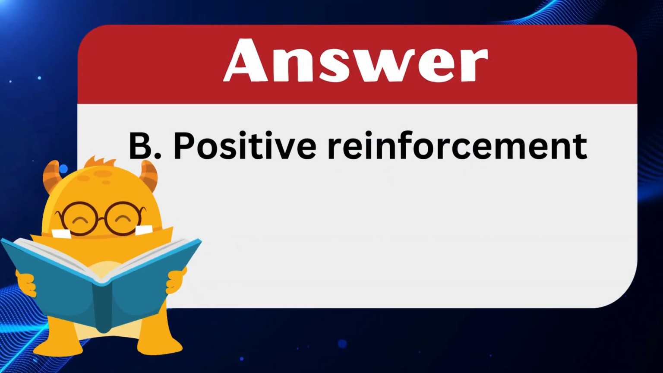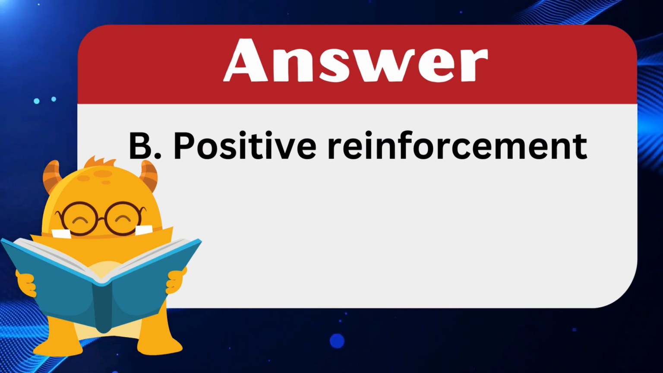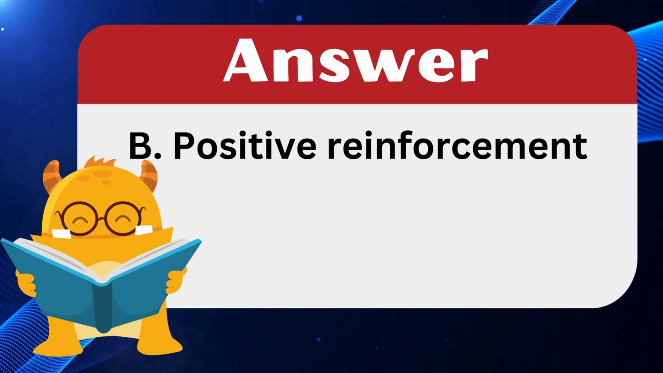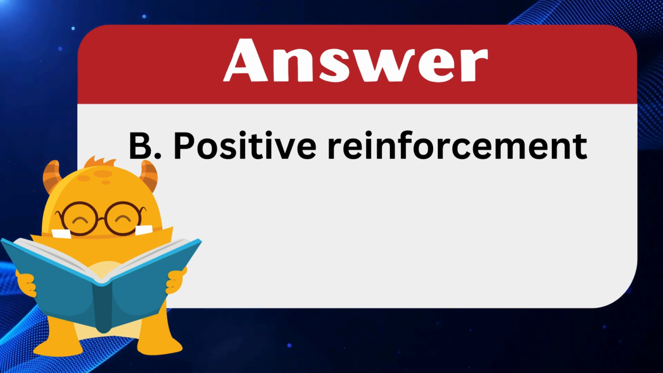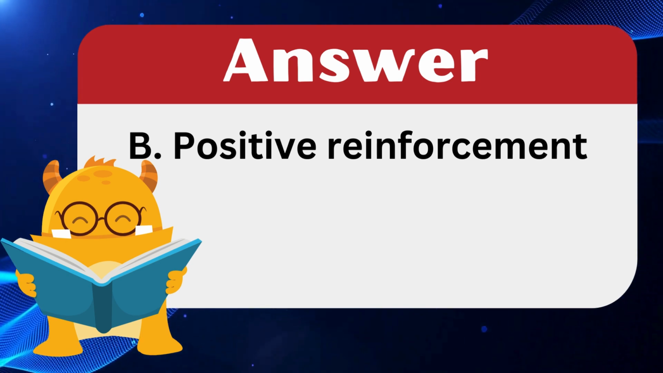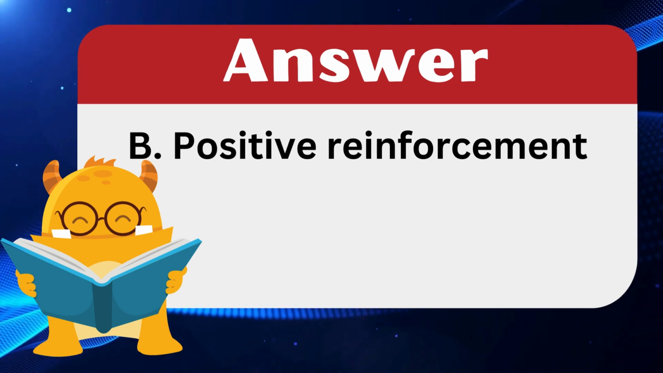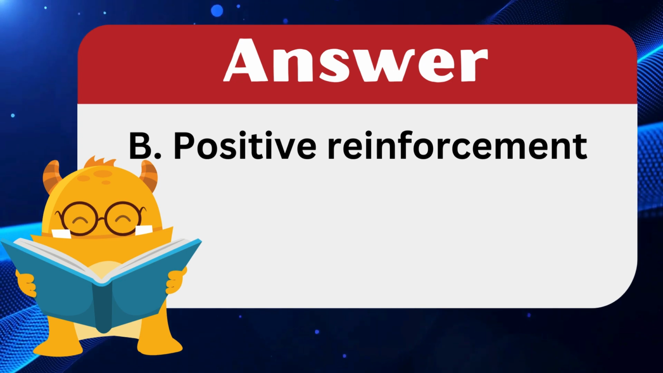B. Positive reinforcement. Positive reinforcement in operant conditioning is the addition of something desirable or pleasant, like rewards, praises, following a behavior to increase the probability of that behavior recurring. By adding positive stimuli, such reinforcement aims to strengthen the desired behavior, encouraging its repetition in the future.